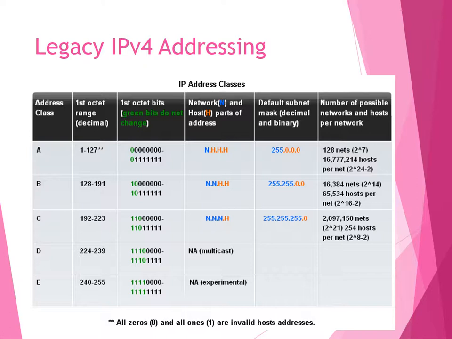Default subnet mask in decimal and binary are shown, along with the number of possible networks and hosts per network. Class A has 128 networks, that is 2^7, and 16,777,214 hosts per network. The formula is 2^24 − 2. In the second column, class B has 16,384 networks, 2^14, and 65,534 hosts per network, 2^16 − 2. Class C has 2,097,152 networks, 2^21, and 254 hosts per network, 2^8 − 2. All 0s and all 1s are invalid host addresses.